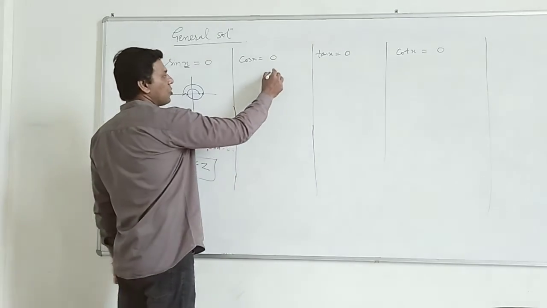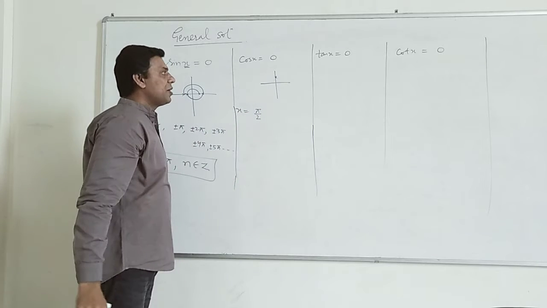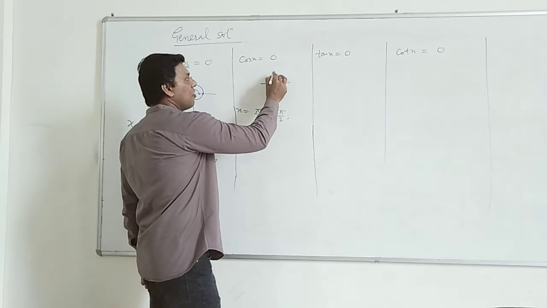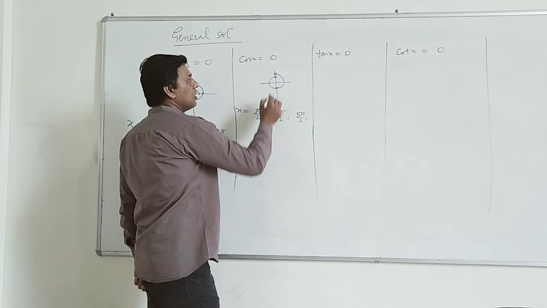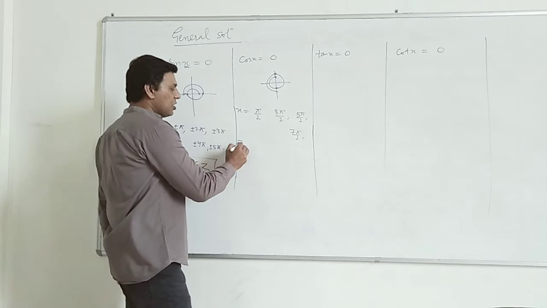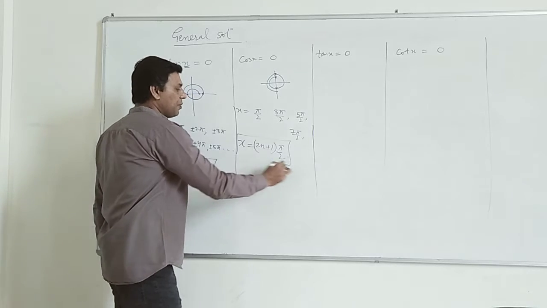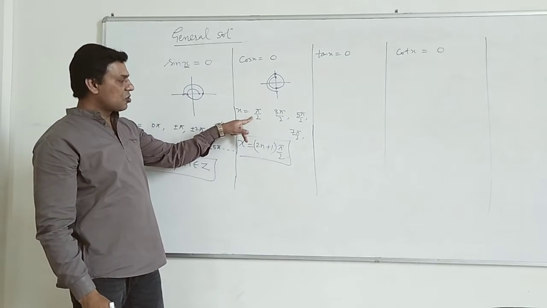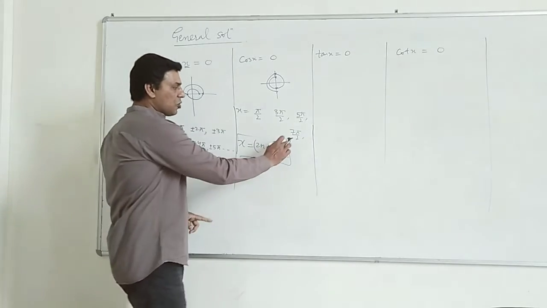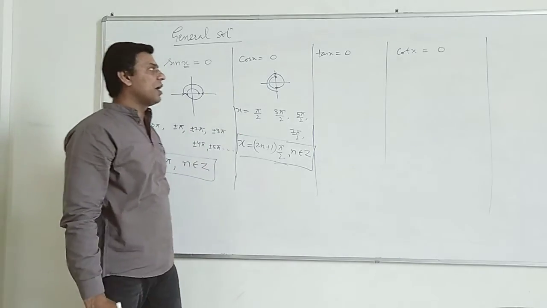Cos x is equal to 0, so you know x = pi by 2 is the first solution. Then 3 pi by 2 is a solution. Then 5 pi by 2 is a solution. So these all are solutions of this trigonometric equation. I can write this expression like this: (2n plus 1) pi by 2. It means for n equal to 0, you will get the first solution. For n equal to 1, this solution. If you put n equal to 2, you will get this solution, where n is an integer. So this is the general solution of this trigonometric equation.